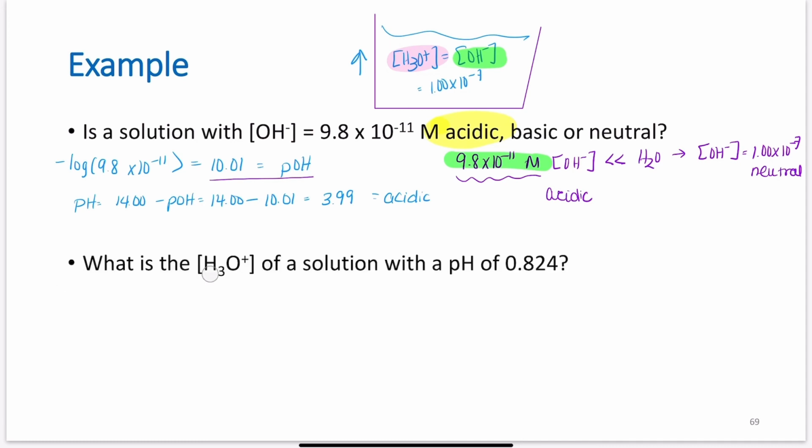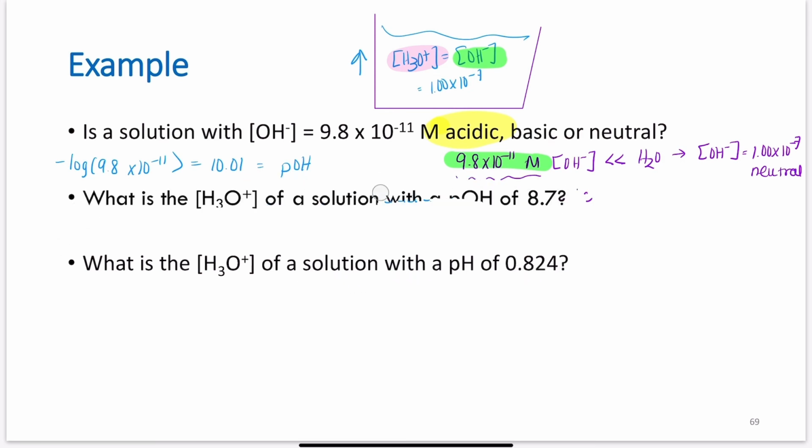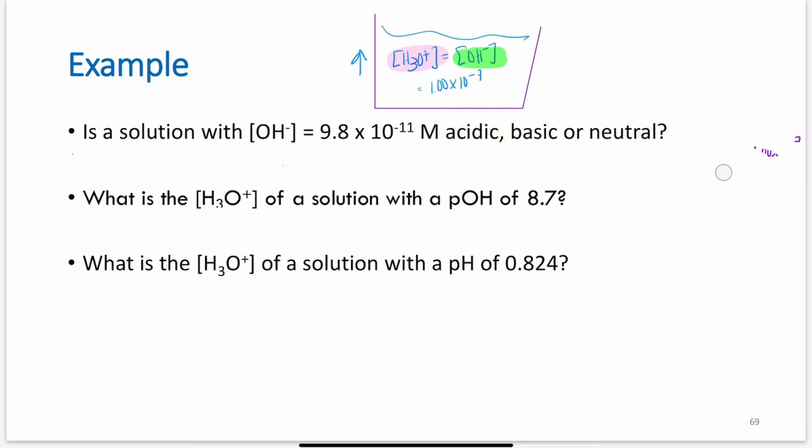Very last question. What is the hydronium concentration? Oh, I forgot there was one in here. Not very last question. Second to last question. Let me erase that so we have some space. Second to last question.